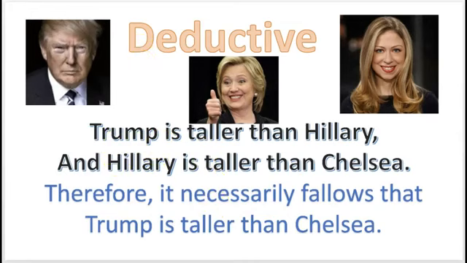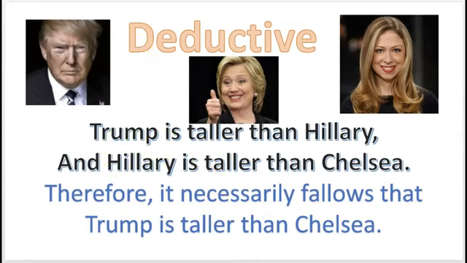Now a causal inference proceeds from knowledge of a cause to knowledge of an effect, or vice versa. An example would be, this mountain has a big crater on the top. It must have been a volcano at one time.